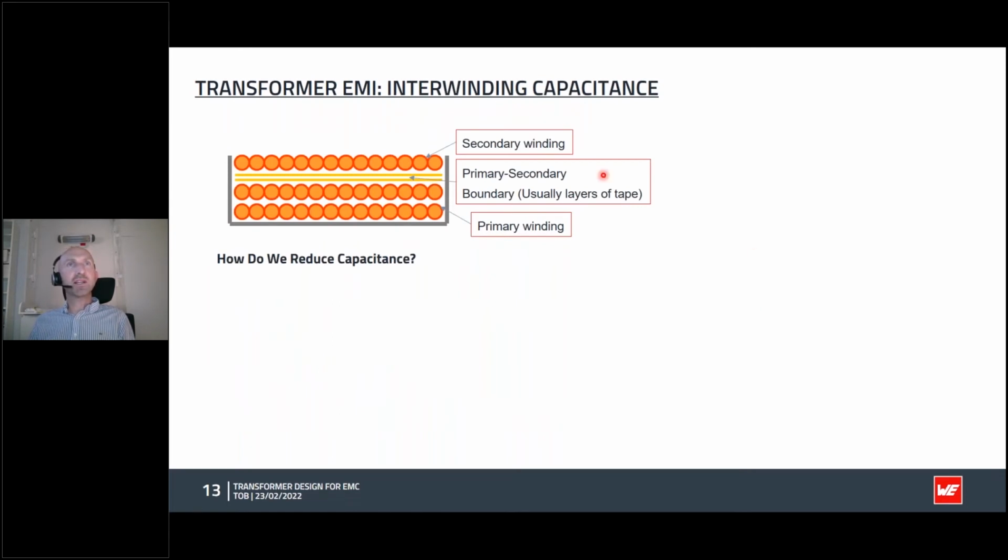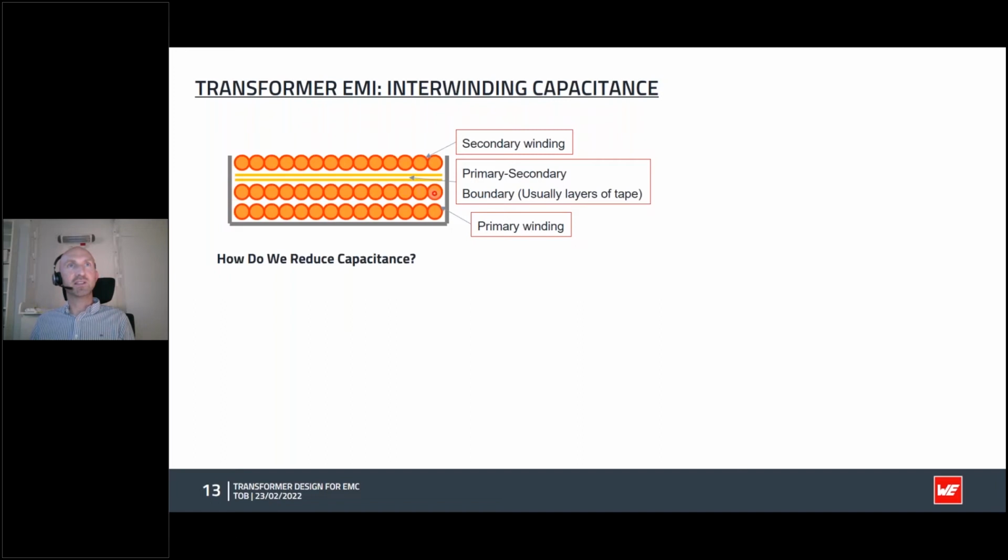So now let's look a little bit more specifically at the parasitics and the problems that they can cause. I mentioned before, this interwinding capacitance is really a killer for our EMC. If we look here at this transformer, we can see we have a primary winding, and then we have our secondary winding. This is a typical construction, and we have some insulation barrier in between, which is often just layers of tape or some paper tape sometimes. And what does that look like? Yeah, it looks like a parallel plate capacitor.